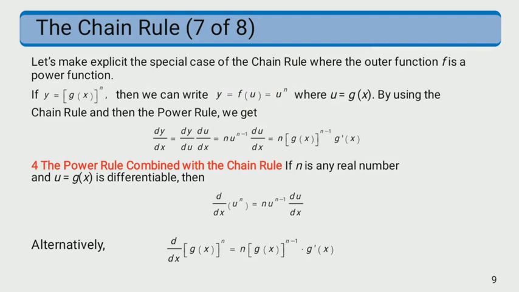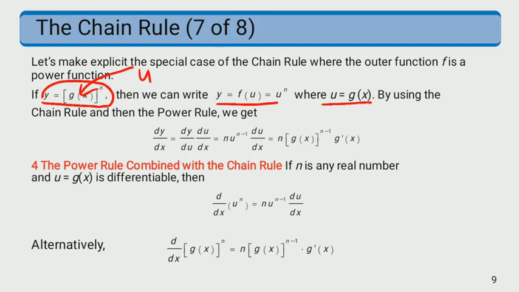But now let's look at the general form of the power rule, or a function which is written as g of x raised to the n. Now you can still let the inner function, which is g of x, be u. Now you have your y equal to f of u, which is equal to u to the power n, where we let it be this one.